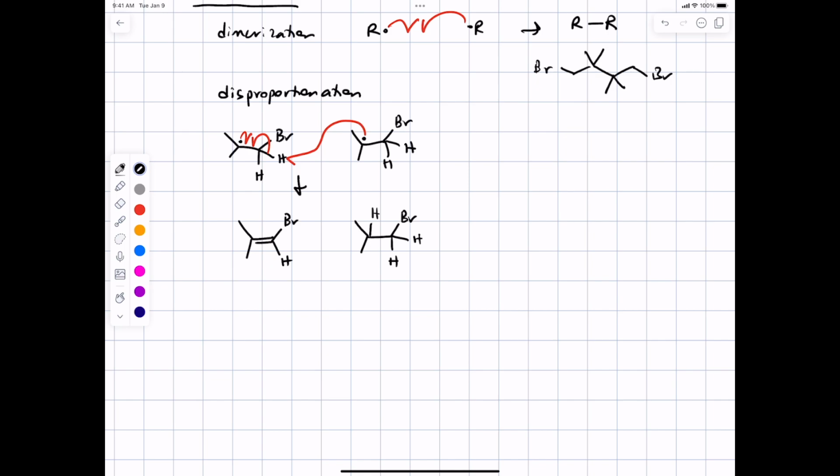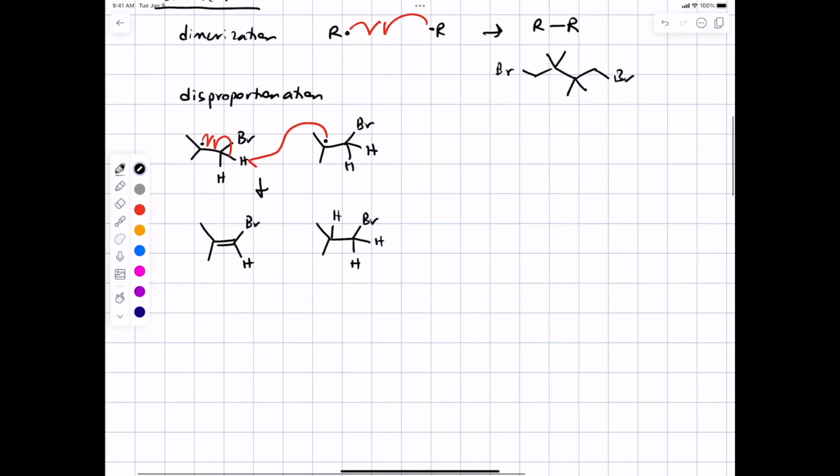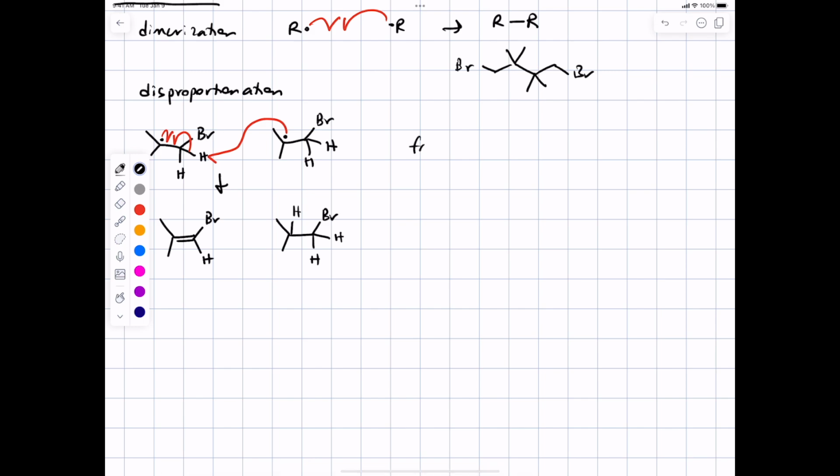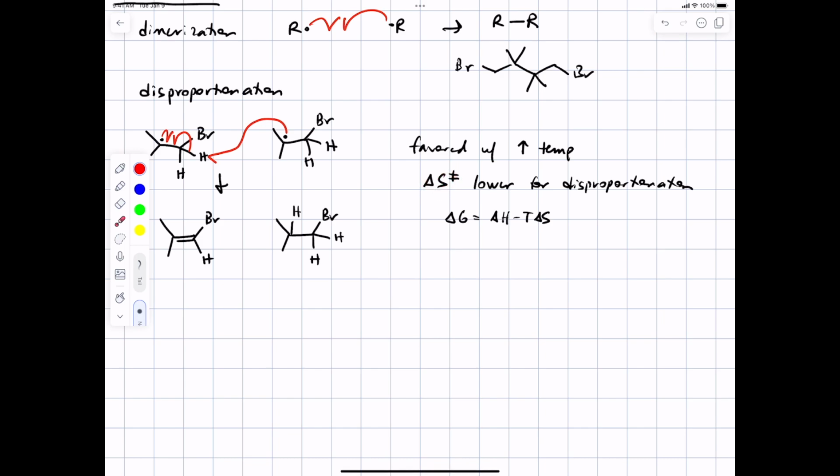Whether dimerization happens versus disproportionation happens is a function of temperature. Disproportionation is favored with increasing temperature, in part because the entropy of activation is lower for disproportionation. And remember that delta G equals delta H minus T delta S. So the impact of activation entropy gets higher at higher temperature.